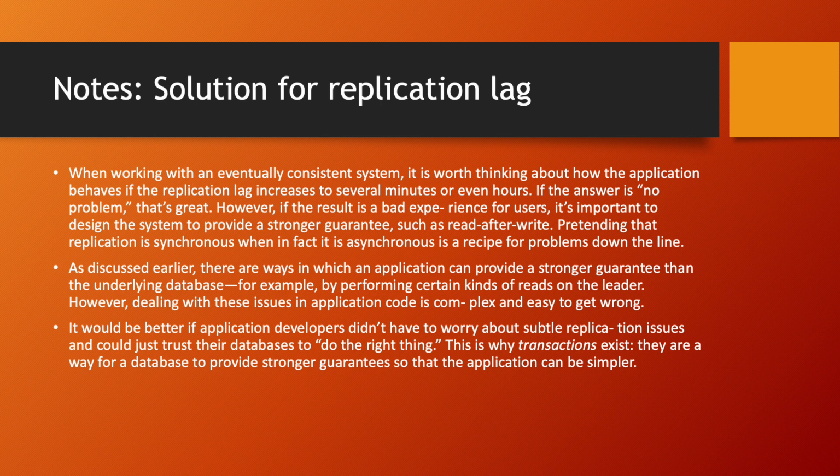Pretending that the replication is synchronous when in fact it is asynchronous is a recipe for problems down the line. As discussed earlier, there are ways in which an application can provide a stronger guarantee than the underlying database, for example, by performing certain kinds of reads on the leader. However, dealing with these issues in application code is complex and easy to get wrong. It would be better if application developers didn't have to worry about the subtle replication issues and could just trust their database to do the right thing. This is why transactions exist. They are a way for the database to provide stronger guarantees so that the application can be simpler.